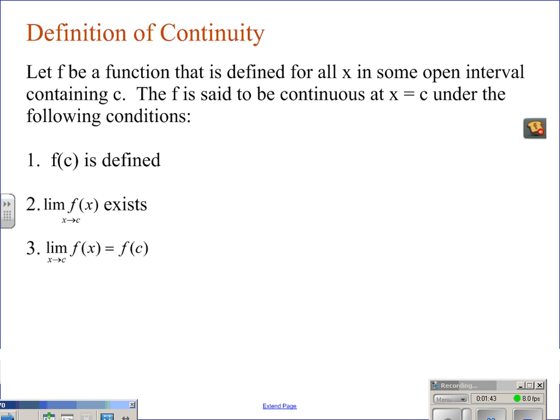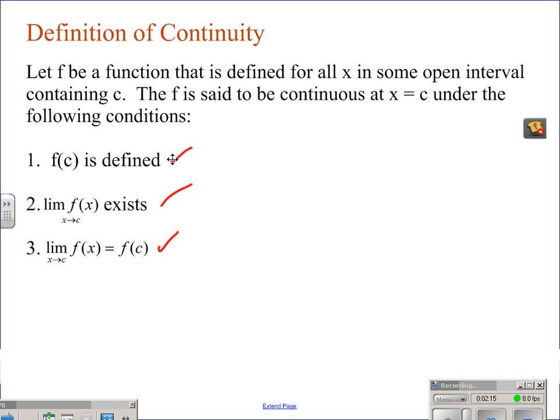So the definition of continuity is: if you have a function that's defined for all x on an open interval containing c, then f is going to be continuous at x equals c if, first of all, f of c is defined. Second, the limit of f of x as x approaches c exists, and third, that limit is equal to f of c. And we're going to see an example of that here in a few minutes.